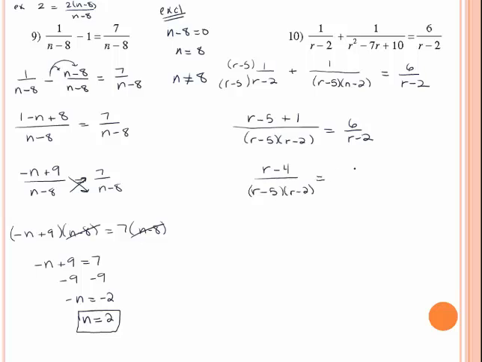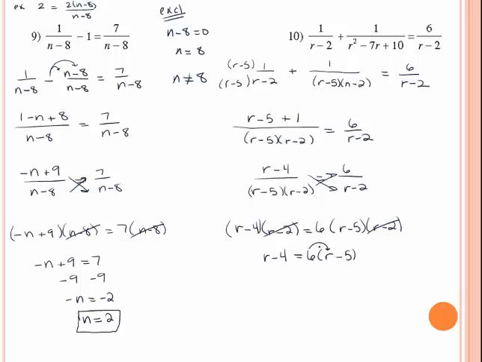I'll cross multiply r minus 4 times r minus 2 is equal to 6 times r minus 5 times r minus 2. And since I have r minus 2's on both sides, if I divide both sides by those, they'll cancel. So I'll get r minus 4 is equal to 6 times r minus 5. Distribute your 6. r minus 4 is equal to 6r minus 30.